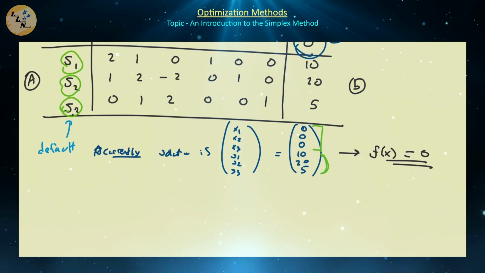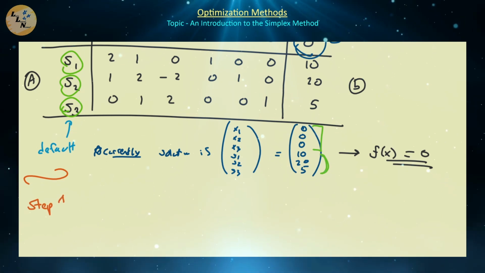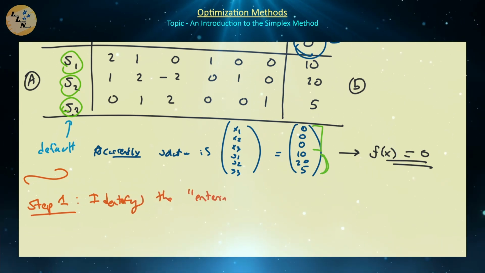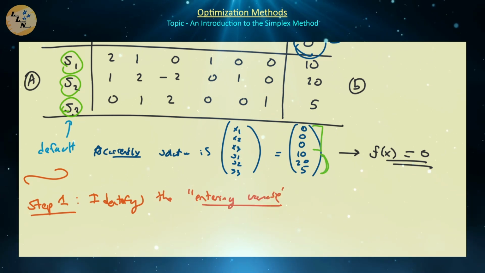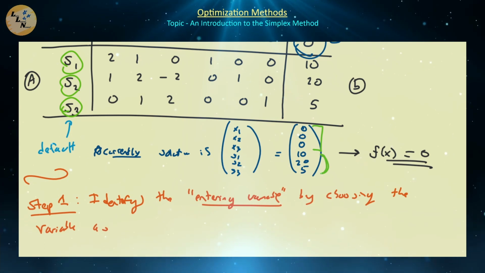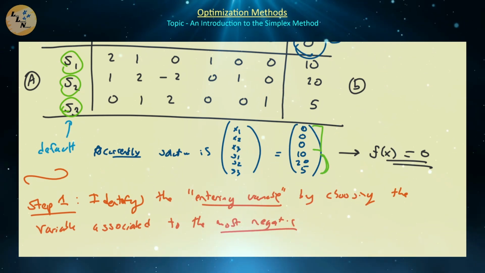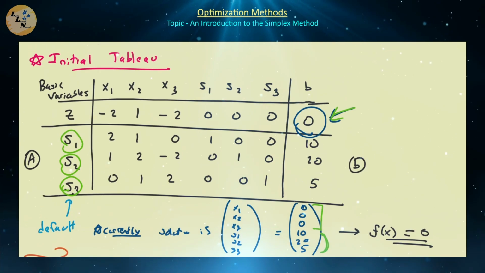Right? So step 1 of the simplex method is as follows. We need to identify the entering variable by choosing the variable associated to the most negative entry of our objective function z. So let's go up here and look at our row of z.